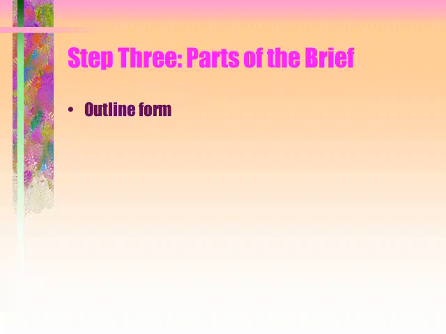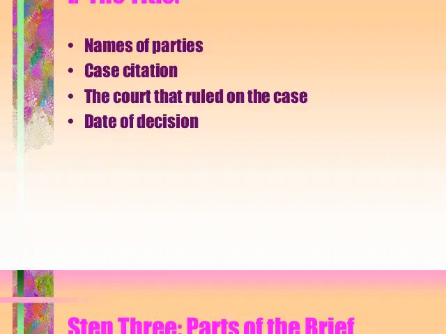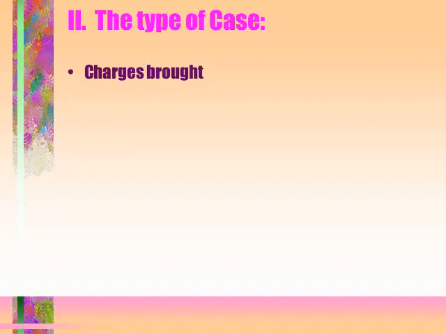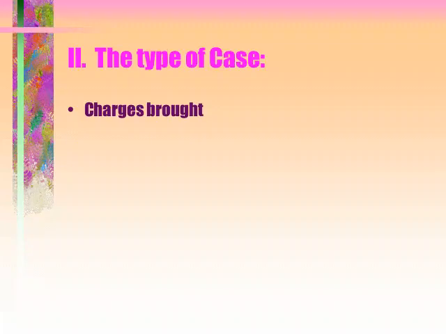Step 3, parts of the brief. There's an outline form. First is the title, names of the parties, followed by the case citation, the court that ruled on the case, and the date of the decision. Next is the type of case, a brief overview of the charges that were brought and what happened. The person's convicted and sentenced or what have you.